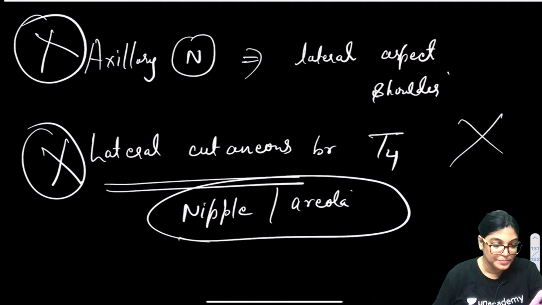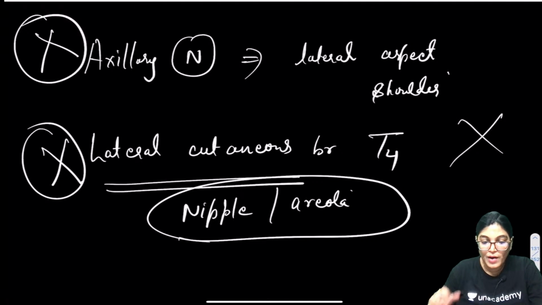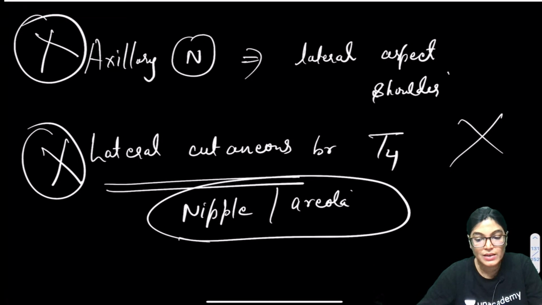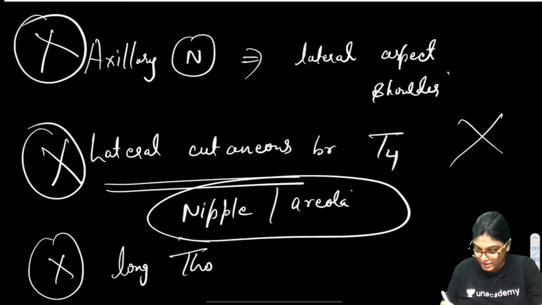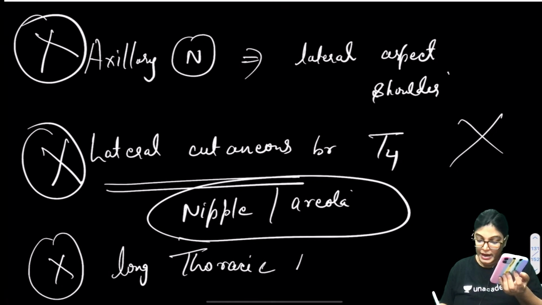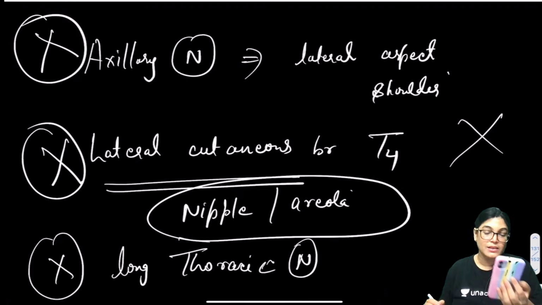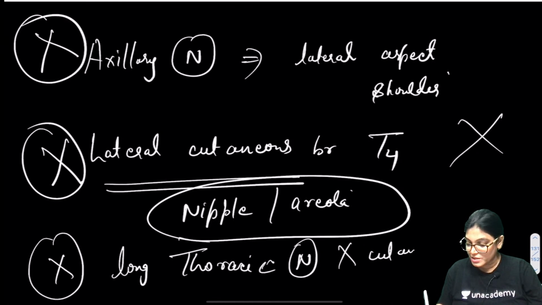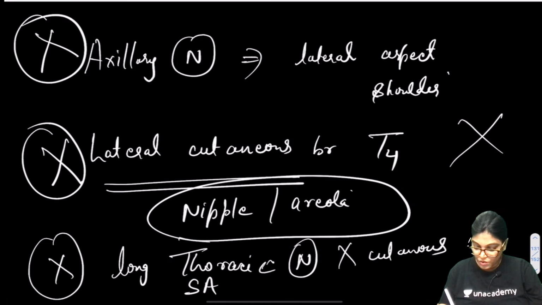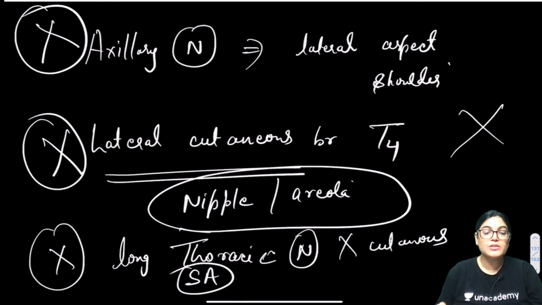Long thoracic nerve, yes, absolutely right. Why is the long thoracic nerve not the answer? The long thoracic nerve supplies the serratus anterior muscle. It is not giving any cutaneous innervation. It is giving innervation to SA. What is SA? Serratus anterior muscle. So that is the reason it is not the right answer.